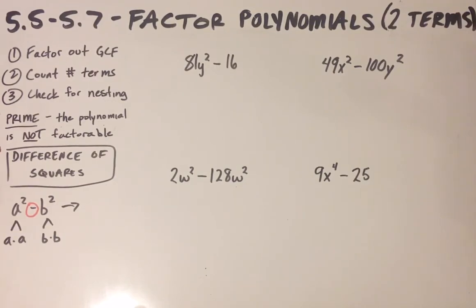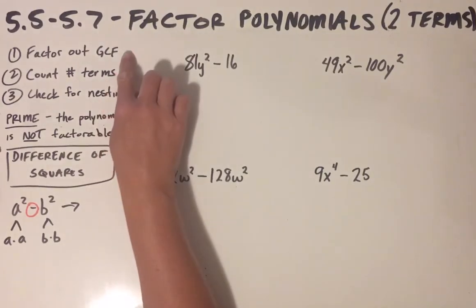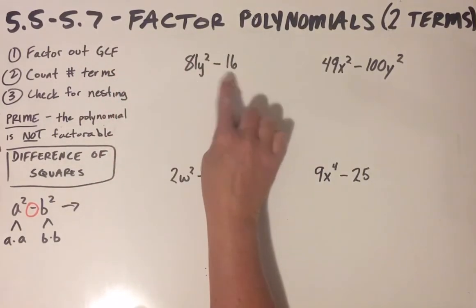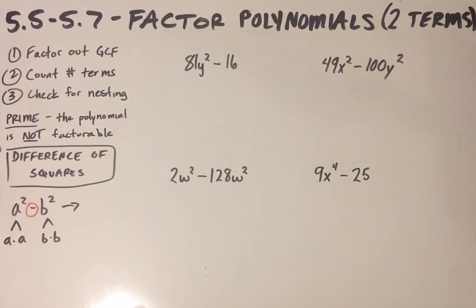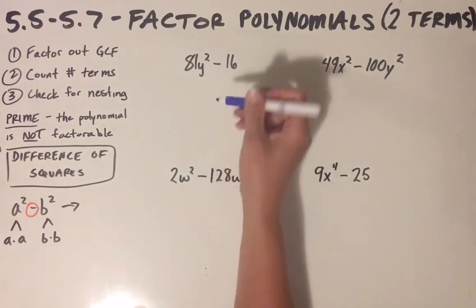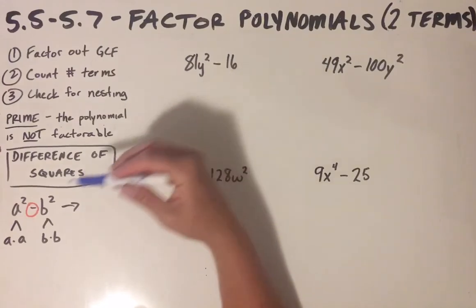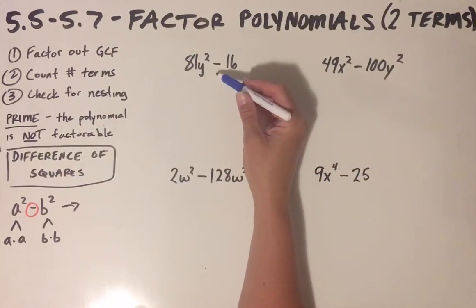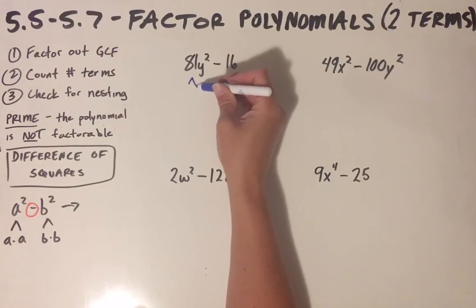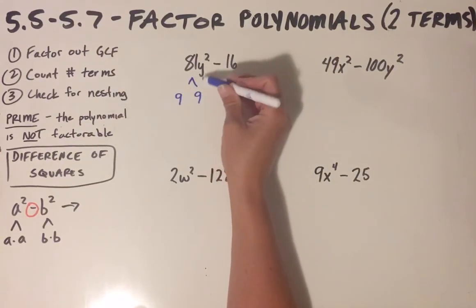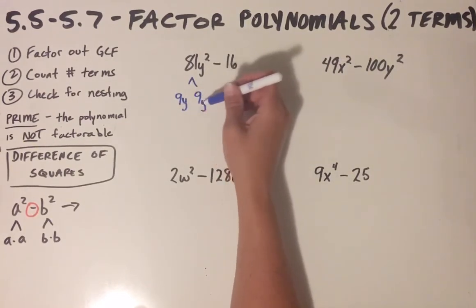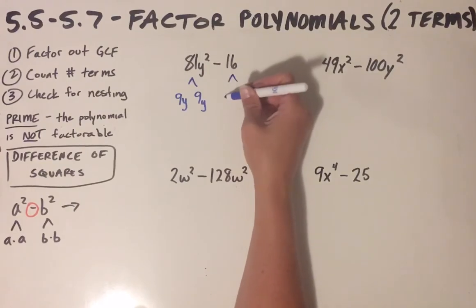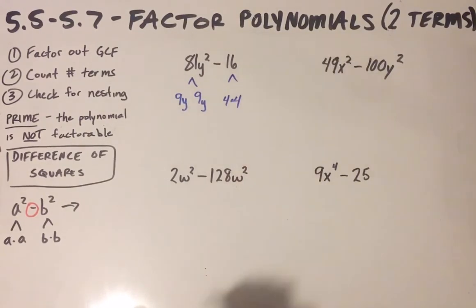Okay, so my first step always is going to be to check for a GCF or factor it out. So 81 and 16. This is 9 times 9 and 4 times 4. There's no common factors here, so I have no GCF. But I am going to factor these down. I'm going to say this is a two-term polynomial with a minus sign. So I'm going to check to see if these are perfect squares. Well, this is 9 times 9, and this is y times y. It looks to me like it's a perfect square because it's the same thing times the same thing equals 81y squared. And this is a perfect square too. And if those are my perfect squares, then this is a difference of squares.